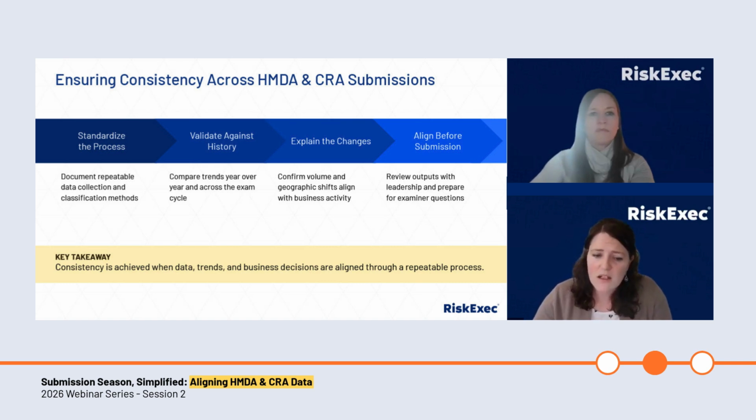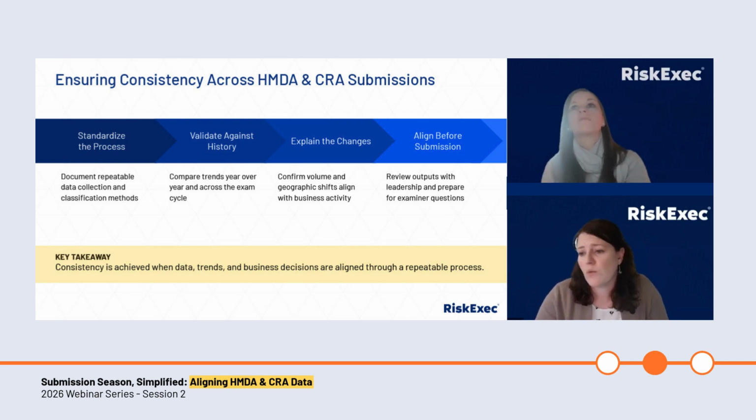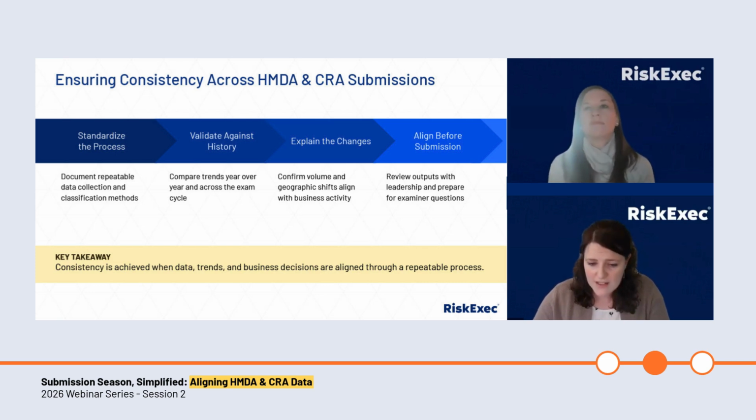The next best practice I wanted to review is looking at your historical submissions side by side, because your examiners also perform that type of comparison: year over year trends, changes across your full exam cycle, and how your HMDA and CRA activity move together or change over time. You'll want to perform those same comparisons early on in the process. Doing that now gives you an opportunity to spot those differences early, before they turn into exam questions.